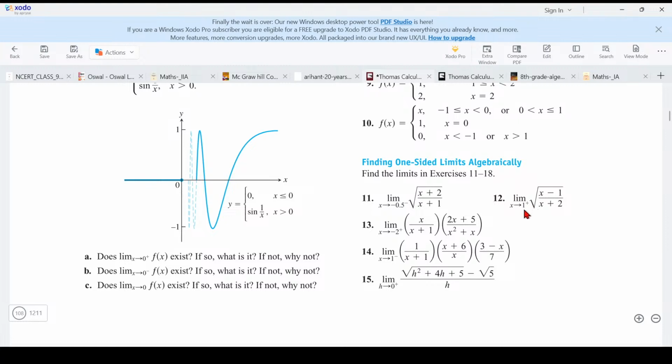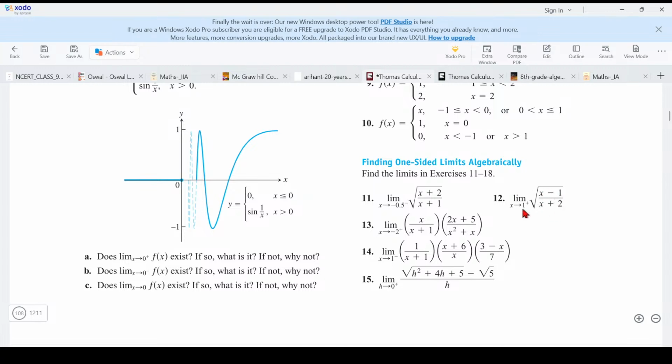Now another interesting thing. Does the limit exist when x tends to 1 minus? 1 minus does not exist and 1 plus exists. Why? Because 1 plus means x is slightly greater than 1. That means the numerator is a positive number and the denominator is also a positive number, the root of some positive number, however small. You can take x as 1.01, 1.001, whatever, and that is approaching 0.